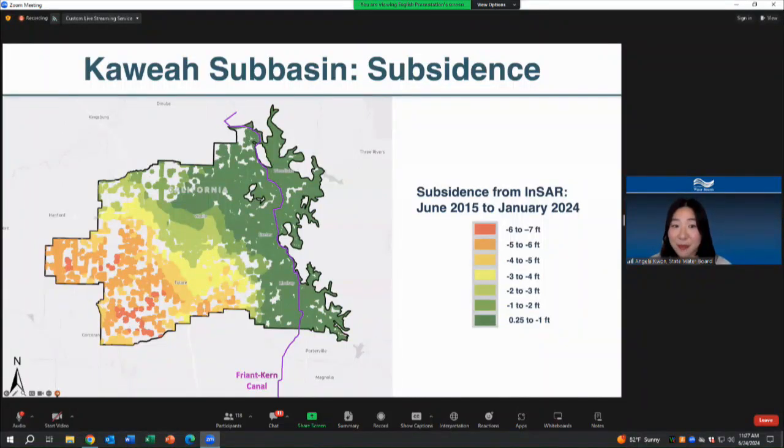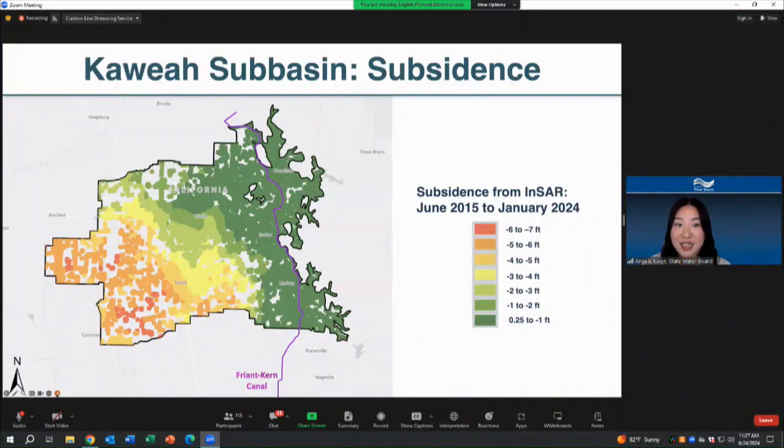Subsidence can negatively impact infrastructure such as canals and levees. Subsidence can reduce the capacity of canals and increase the risk of flood. Subsidence can also cause a permanent reduction in how much groundwater the subbasin can hold.